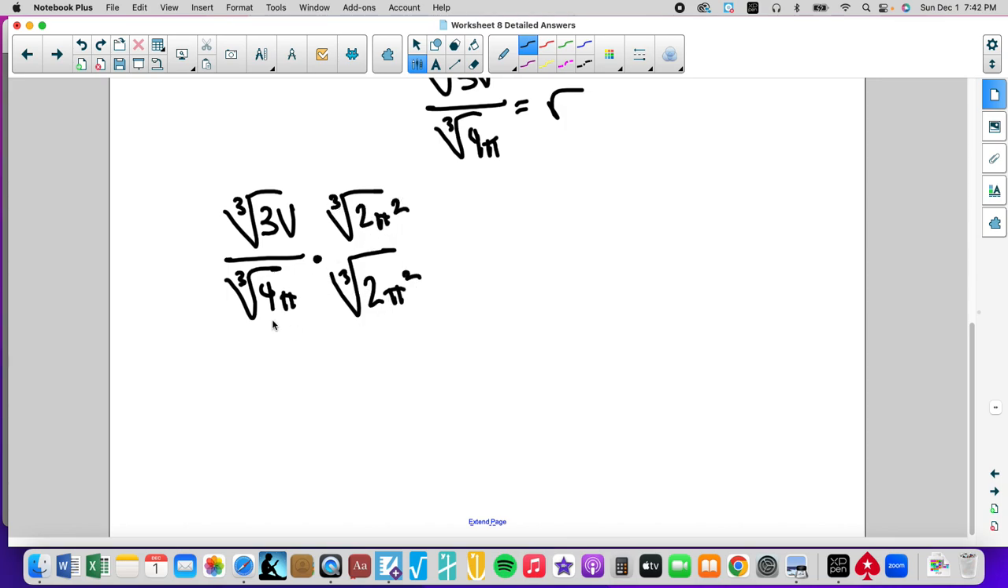Because you'll see, what do we get here if we multiply those two? If we multiply those two, we get the cube root of 8 pi cubed. Now, 8 is a perfect cube. Pi cubed is a perfect cube, so that would be simplified to 2 pi. So this is called rationalizing. It's a little bit more complex when it's not 2. Typically, when it's 2, the square root, we just multiply by its identical value.